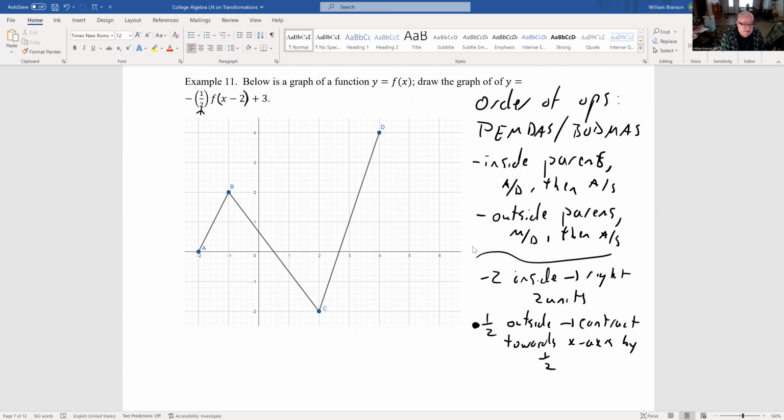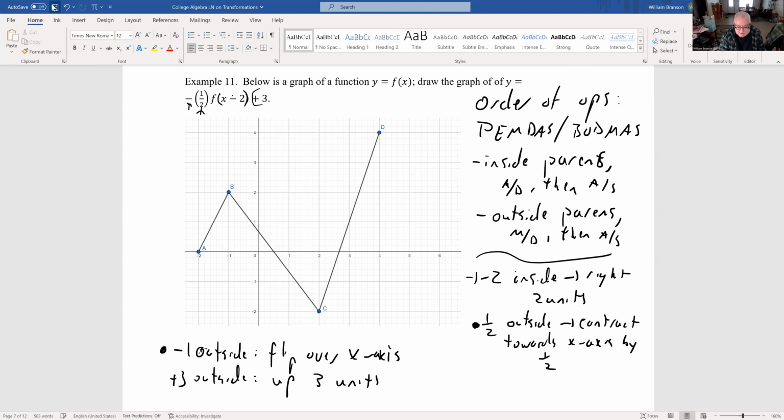And then we have a minus sign outside. So times -1 outside, that means flip over the x-axis. And then finally we have a +3, and that's not inside the parentheses, so it's outside. +3 outside moves it up 3 units. So this is the order in which we need to do things.